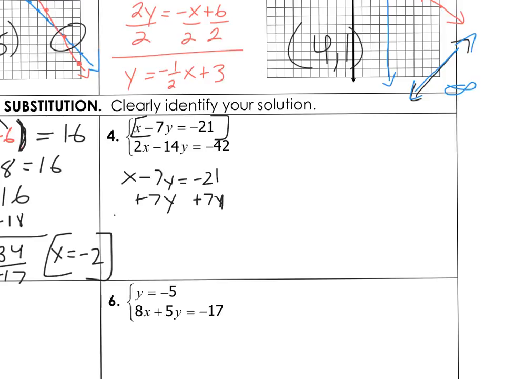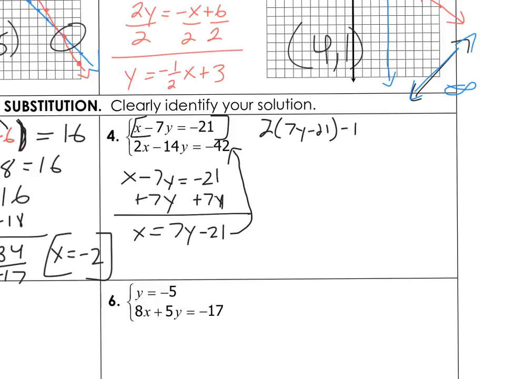So that would just give us x equals 7y minus 21. And now we could plug this into our second equation, anywhere we see an x. So this would be 2 times 7y minus 21 minus 14y equals negative 42. Distribute. 2 times 7y is 14y. 2 times negative 21 is negative 42. And then we have minus 14y and that equals negative 42.